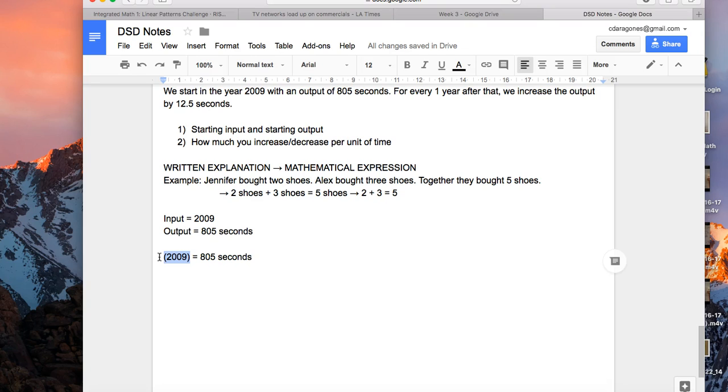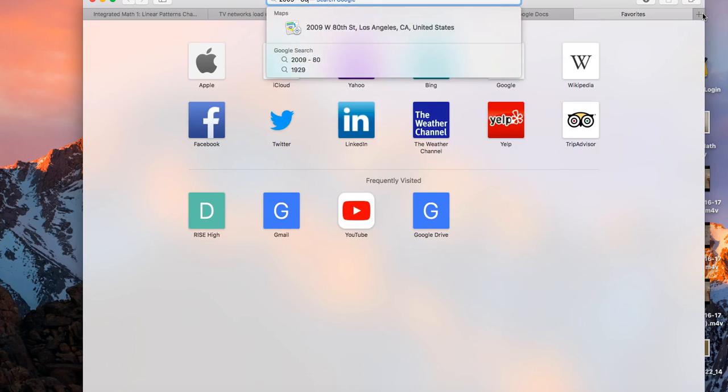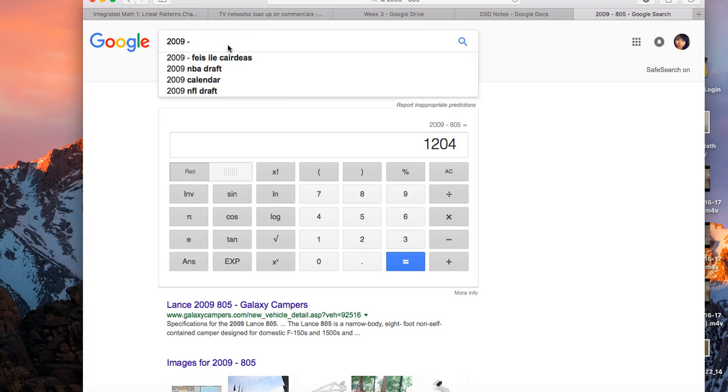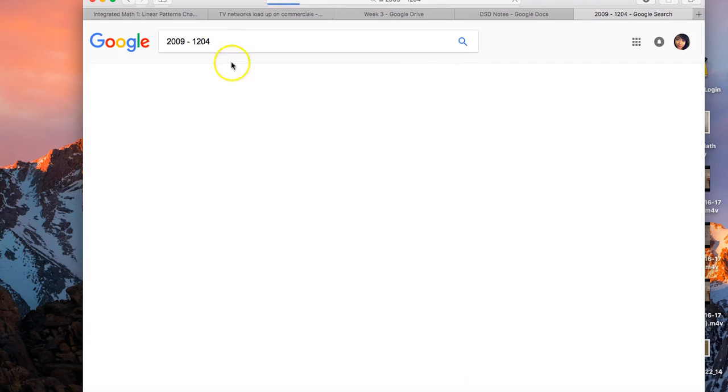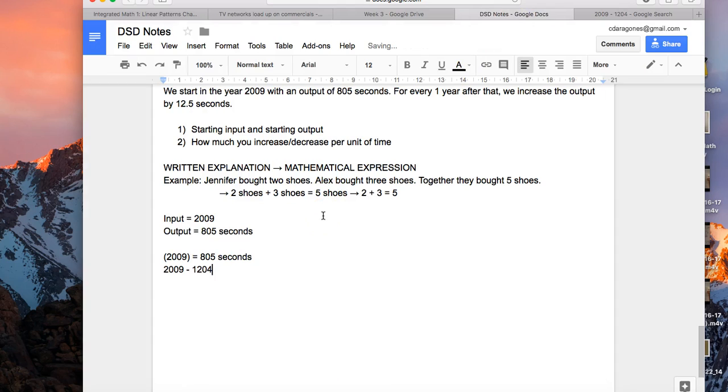But there's stuff I can do to the year 2009 to make it become 805 seconds. So maybe one thing I can do is subtract, right? So 2009 minus 1204, so 2009 minus 1204 is equal to 805, right? So I can take my input and subtract 1,204, and I am guaranteed to get 805 seconds. So far, so good, right?